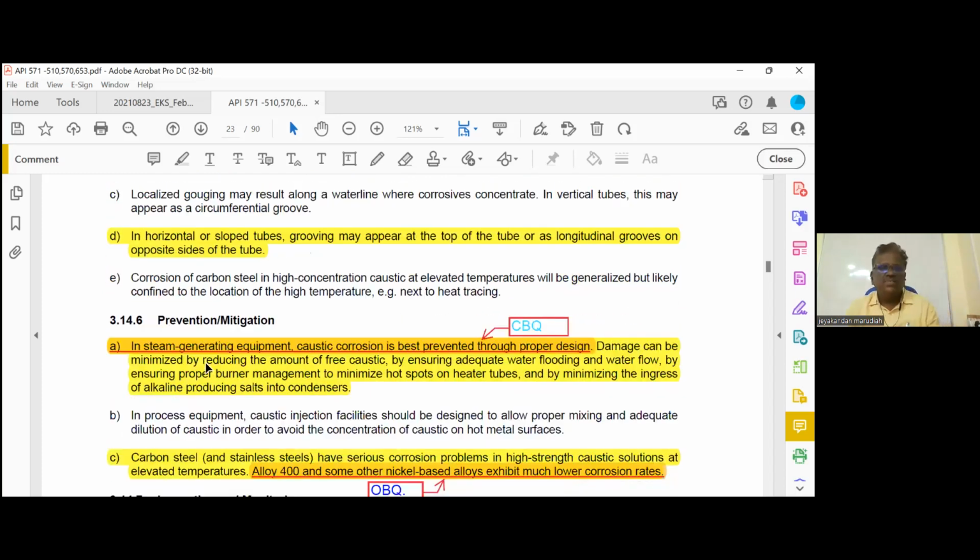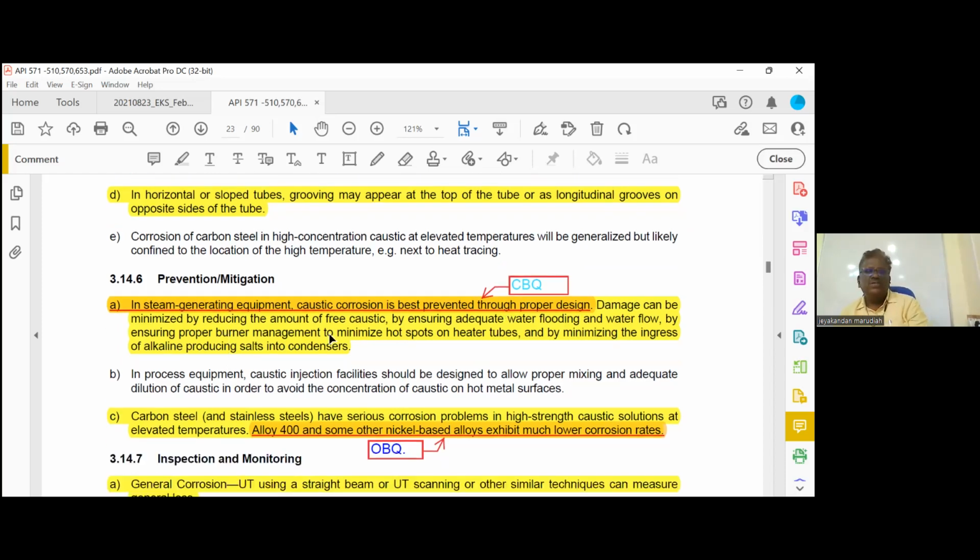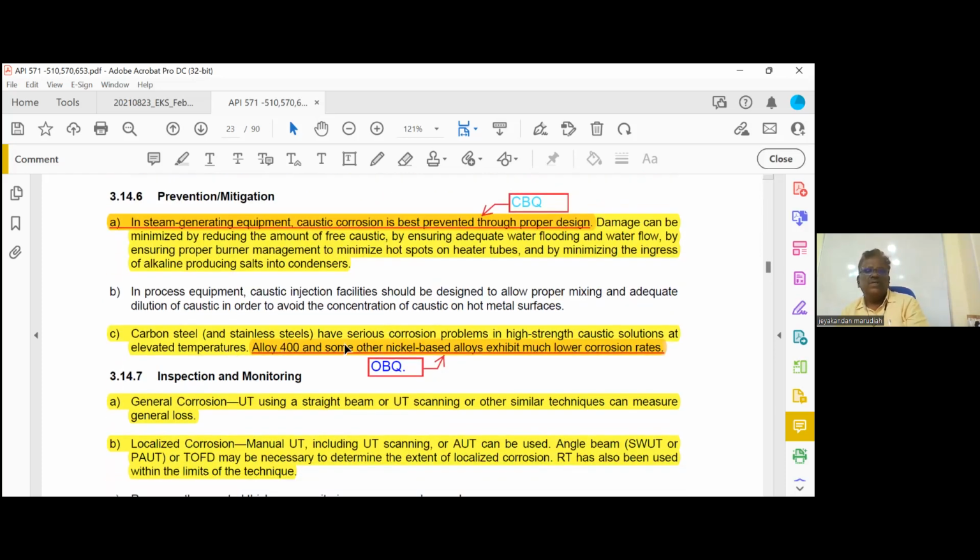Then prevention: in steam generating equipment, caustic corrosion is best prevented through proper design. Last exam it was asked. Design is the key criteria. So we should not allow free caustic. Damage can be minimized by reducing the amount of free caustic, by ensuring adequate water flooding and water flow, and by ensuring proper burner management to minimize hot spots. Then carbon steel has serious corrosion problems in high strength caustic. Alloy 400 and some other nickel-based alloys exhibit much lower corrosion rates. That is important. Alloy 400 and nickel-based alloys are highly resistant.